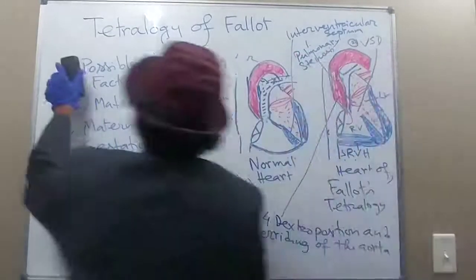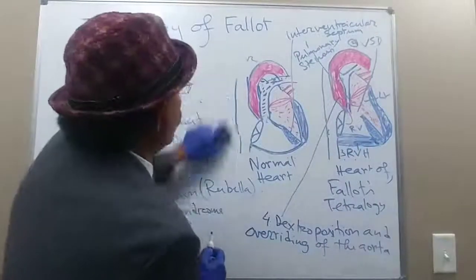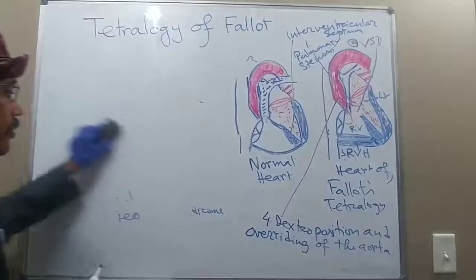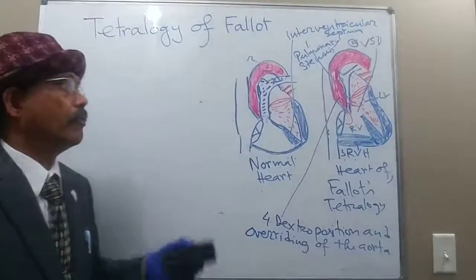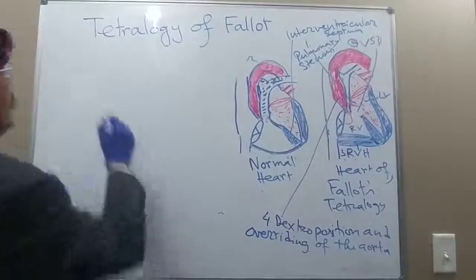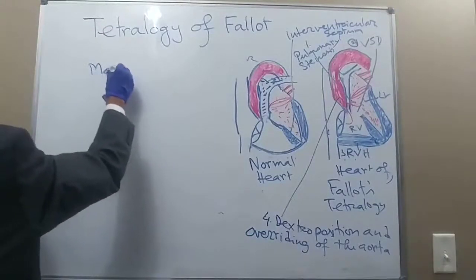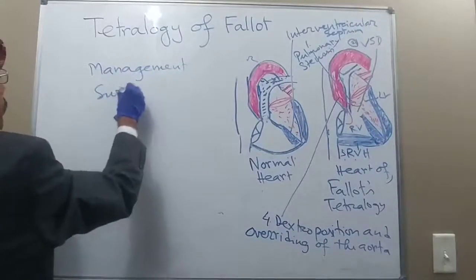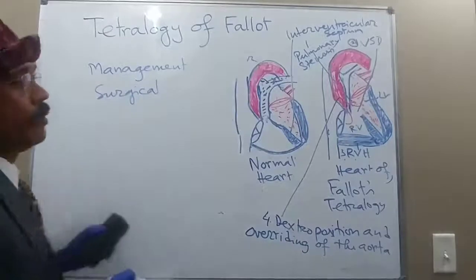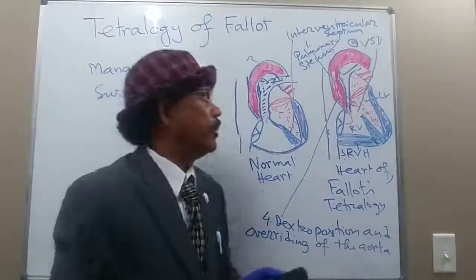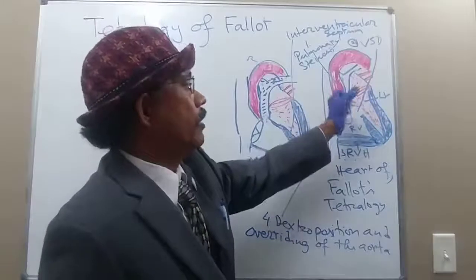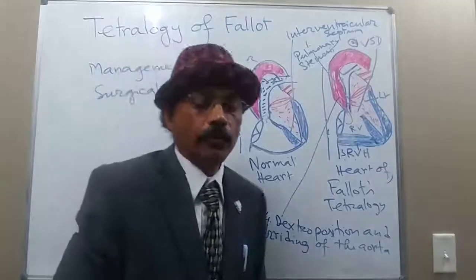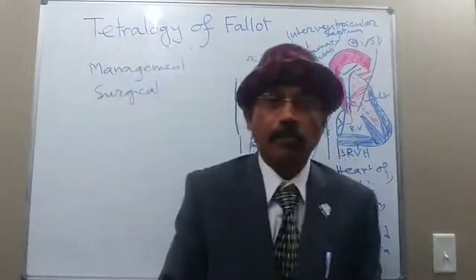Okay, so what is the management? It will be managed by the pediatric surgeon who is specialized in management of congenital heart defects. Management is surgical. Prognosis is variable depending on the level of stenosis of the pulmonary trunk and the time of diagnosis. So that's all about Fallot's tetralogy.